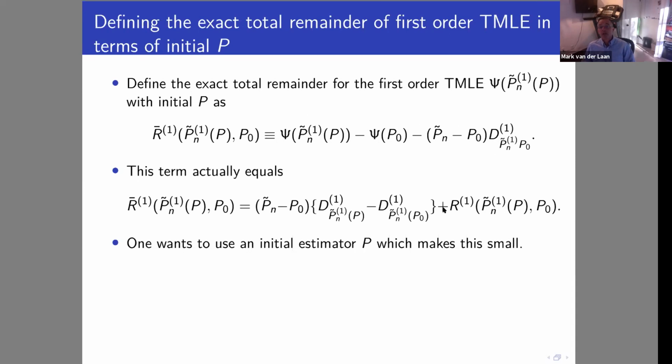This term actually equals the remainder R1, right? We already had the exact remainder, and then this additional empirical process term. So that's the remainder. You can think of this as a function in the initial P. By changing the initial for the first order TMLE, I might make this smaller or bigger. And we like to choose an initial which makes this as small as possible.